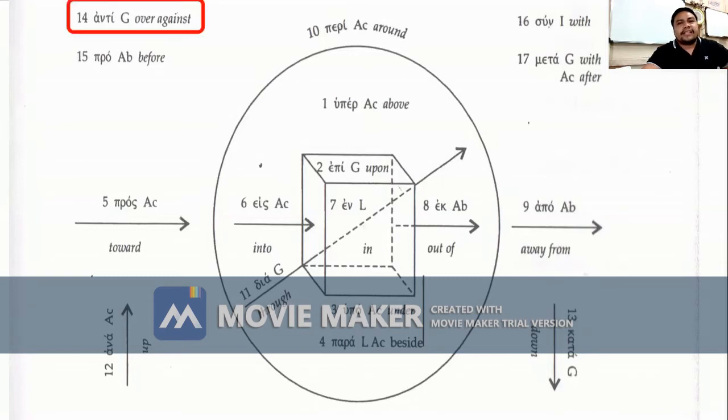And 14 is anti, over, against, anti. And then 15 we have pro, that is before. 16 we have sun, with. And 17 we have meta, with or after. So those are the different prepositions based on their position or location.